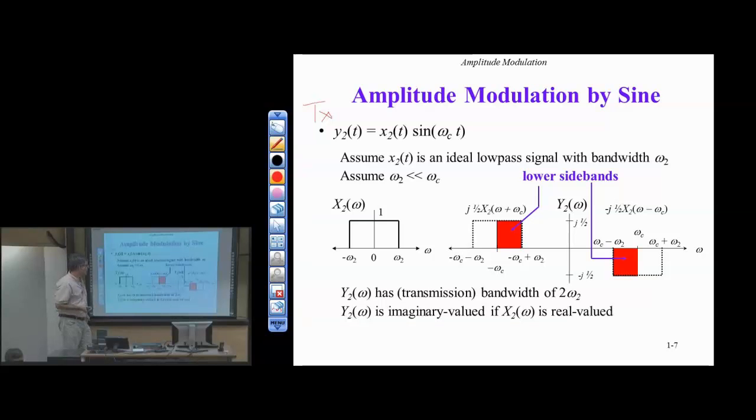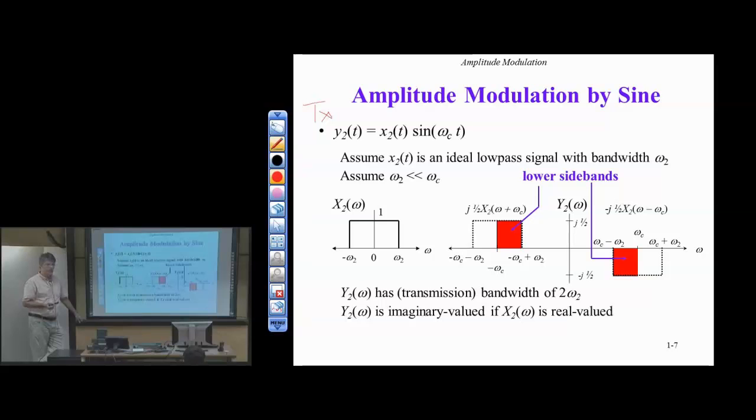A similar thing happens. The baseband signal x2 of t, and here I show the spectrum capital X2 of omega, shifts to the right by the carrier frequency and shifts to the left by the carrier frequency. It's scaled by a half, which is the same, but now I have either a j or a minus j. This has to do with the Fourier transform of the sine. It has these different factors in it versus the Fourier transform of the cosine.